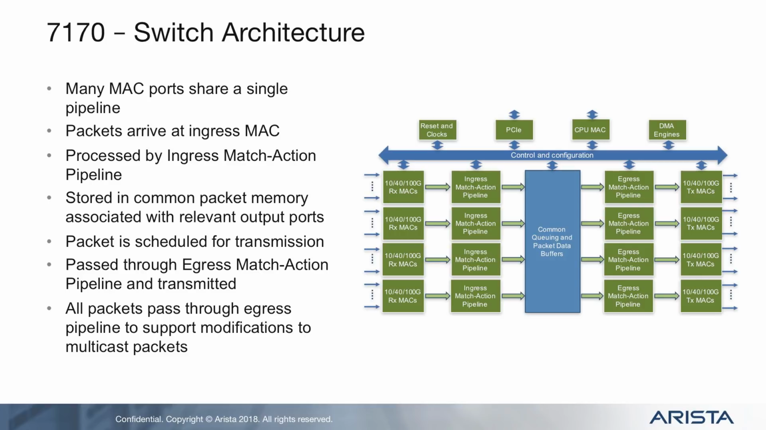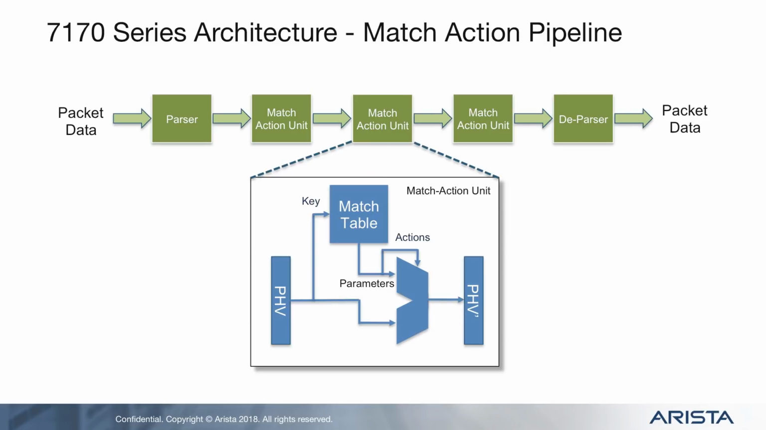Packets arrive at one of the ingress MACs and then progress through the pipeline through each of the match action stages in that pipeline. During pipeline processing, the packet is rewritten and modified, and the actions that are performed on the packet are determined by these match action stages in the pipeline. And eventually all the packets will pass through the ingress pipeline and then the egress pipeline, and will be rewritten and retransmitted. Let's talk about how the packets are processed by the pipeline.